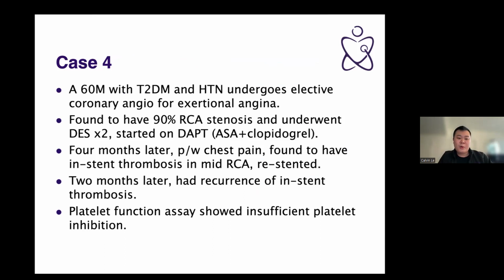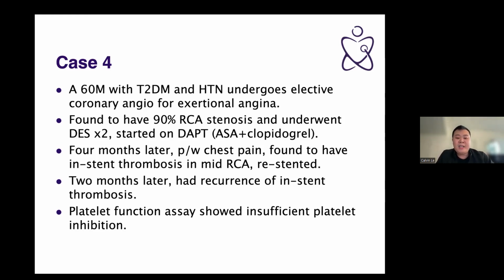And then finally, I have one more case. Case 4 is an interesting case that I found in literature review. A 60-year-old gentleman came in with some cardiac risk factors like type 2 diabetes and hypertension. He underwent coronary angio for exertional angina. During the procedure, he had 90% RCA stenosis, so he underwent 2 drug-eluting stents. He was started on DAPT, so aspirin and clopidogrel, and sent home.